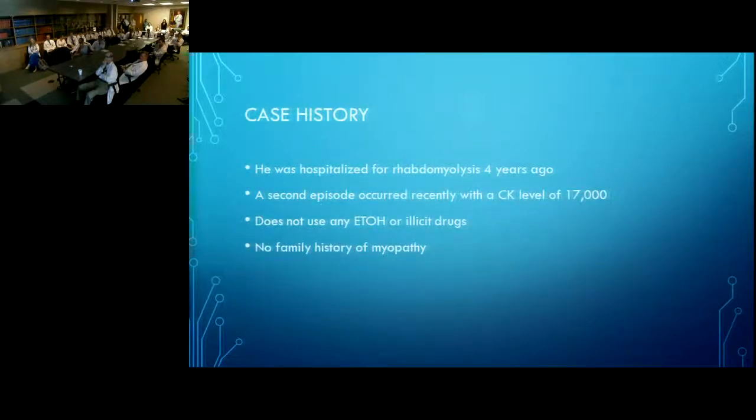The initial episode of rhabdomyolysis was 4 years prior to his presentation, and a second episode occurred recently, in which he had to just chase a suspect and run for a little bit, and then he became extremely weak after that. His CK level was found to be in the range of 17,000. He denied any family history of similar problems and any illicit drug use at the time. His kidney function recovered pretty nicely from both of these episodes, but he was hospitalized for both of them.